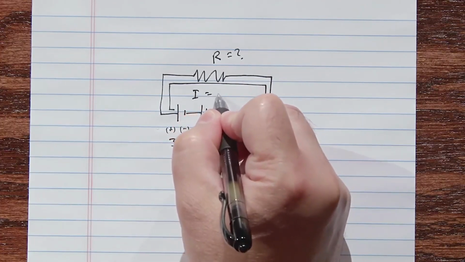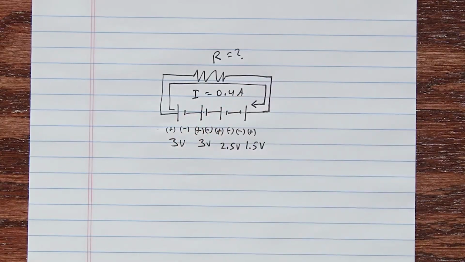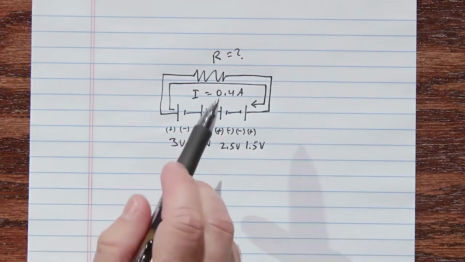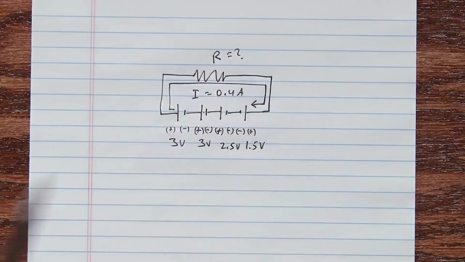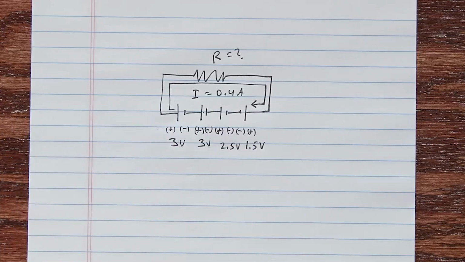I is equal to 0.4 amperes. Now I could be wrong. What would happen if I'm wrong? I'll tell you what will happen. If I'm wrong, then we'll wind up getting a negative value for our resistance, and we know that's not possible. Resistance is a positive quantity. It has to be positive. So I'm just making an assumption on the direction of the current. If I'm wrong, then we'll know because the resistance will be negative.